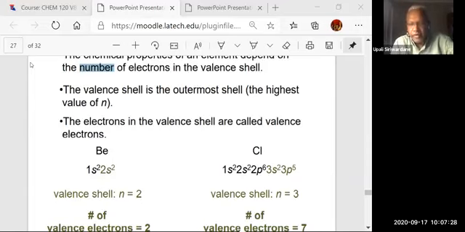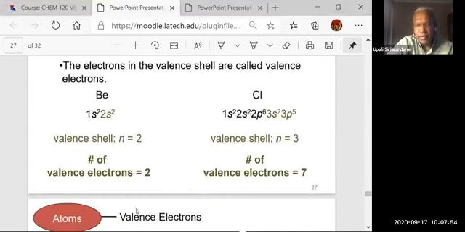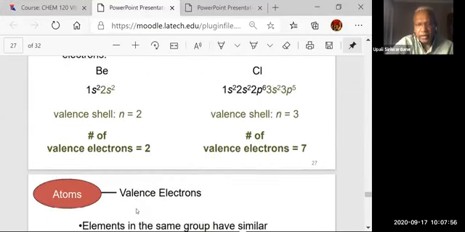Chlorine has 7 valence electrons, in 3s2 and 3p5. Those orbitals have the highest quantum number. These numbers in front of orbitals are called quantum numbers. The highest orbital quantum number is the number of valence electrons, like that.